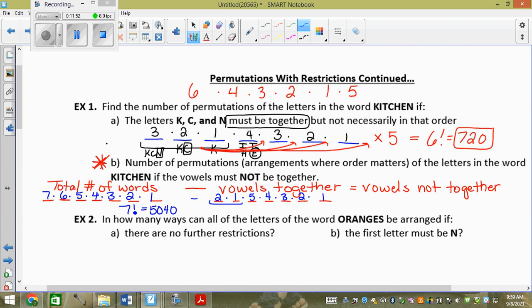So what do we still have to do? Multiply by how many? Six. One more than this one, right? If I have five letters sitting here, I can put them here. 1, 2, 3, 4, 5, or 6 spots, right? So it's always one more than this number here. So that's 6 factorial times 2, which is 1440. And when you subtract them, you get 3,600.